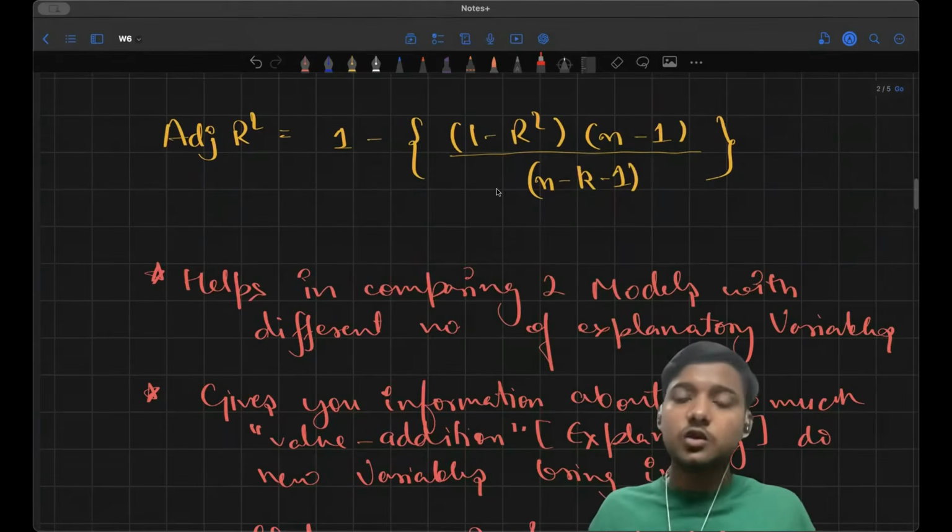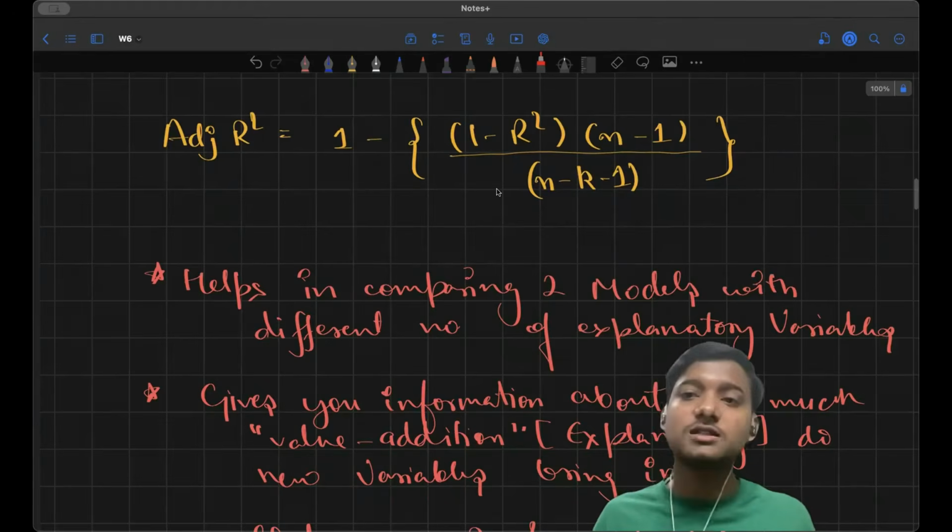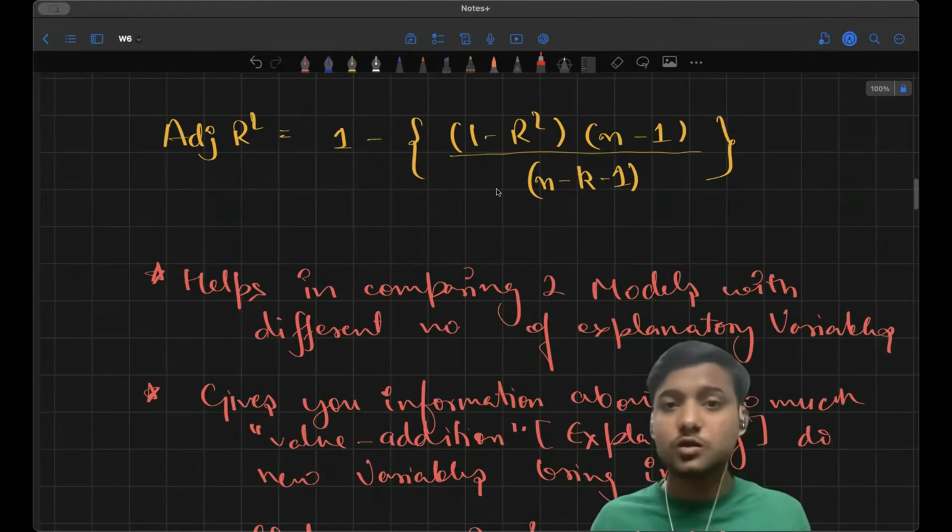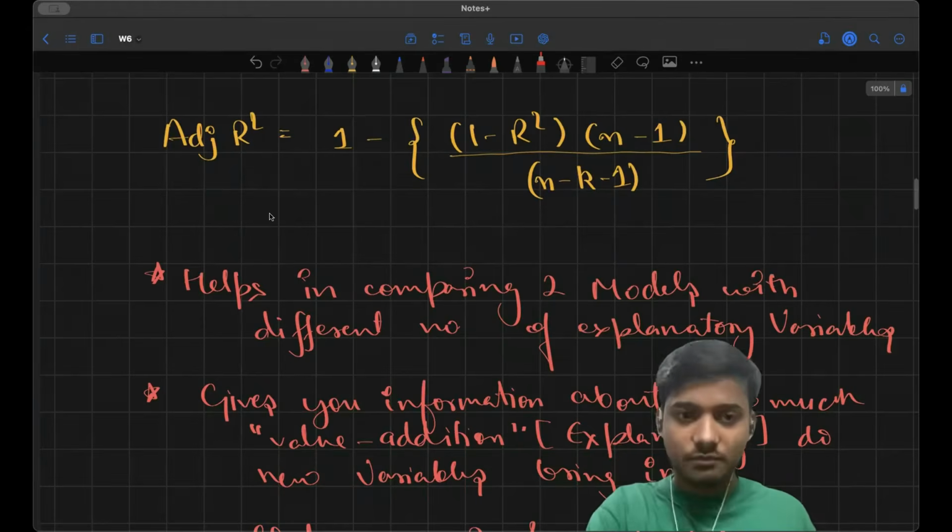Basically, we are going to normalize the score of the person who was taking 5 hours back to 3 hours, or you can normalize the person who was taking 3 hours to 5 hours, and it gives you fair grounds to compare. So if I have two models, let's say one model has 5 explanatory variables and another model has 10 explanatory variables, I would use adjusted R square to compare them. So this is how you use adjusted R square.